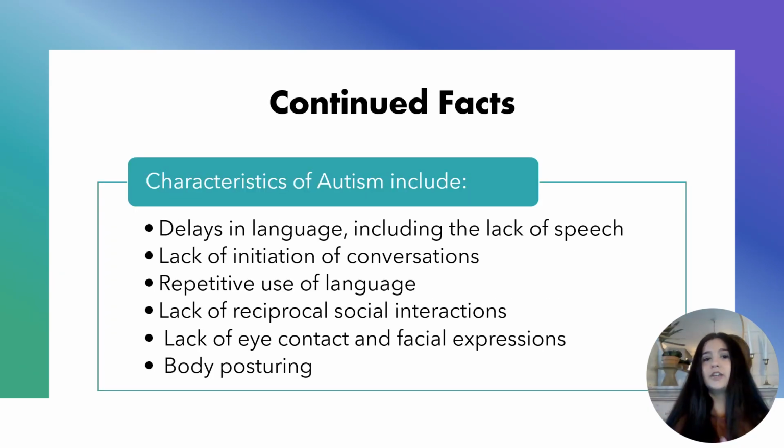Continued facts. Characteristics of autism include delay in language, including the lack of speech, lack of initiation of conversations, where they feel more comfortable talking to the paraprofessional instead of the student next to them, for example, the repetitive use of language, and lack of reciprocal social interactions. They don't know how to interact because they haven't been taught, and I will later discuss this in my presentation. Lack of eye contact and facial expressions, and body posturing.